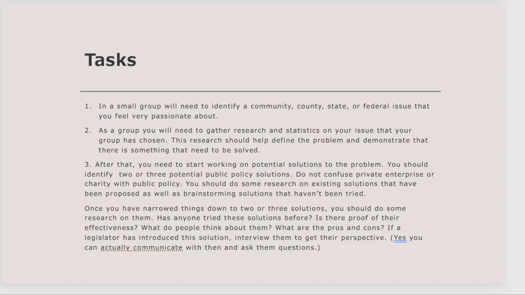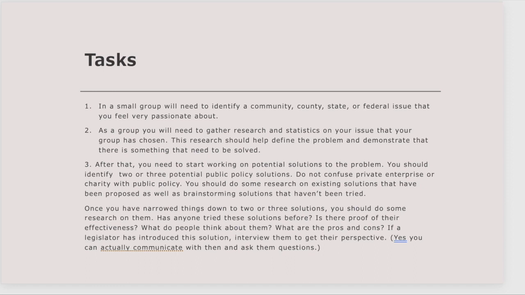Once you've narrowed things down to 2 or 3 solutions, you should do some research on them. This is where I'm talking about figuring out, has anyone tried these before? Is there proof that they were effective, or were they horrible, and you should just stay away from them? Also see, what do people think about them? Remember, when it comes to public policy, you have to have the support of the citizens. What are the pros and cons? You may not ever find a perfect solution, but maybe the pros outweigh the cons. It's something you need to look into.